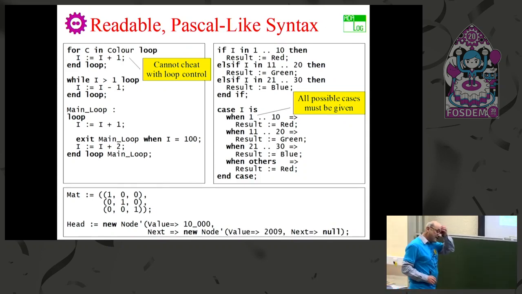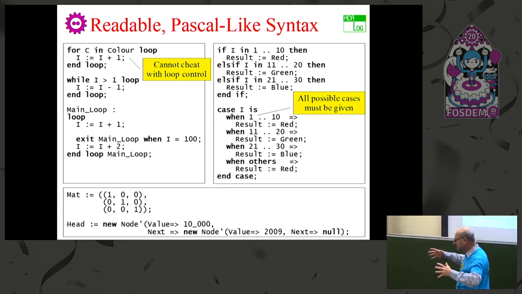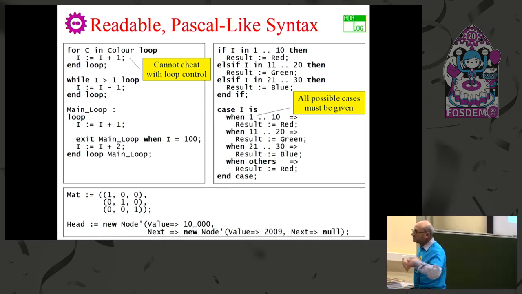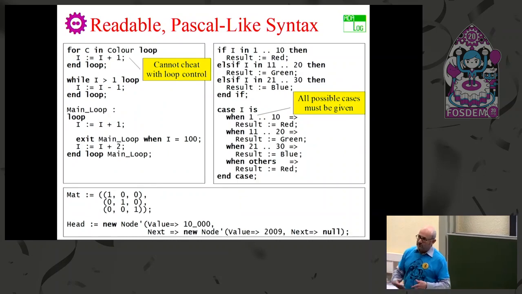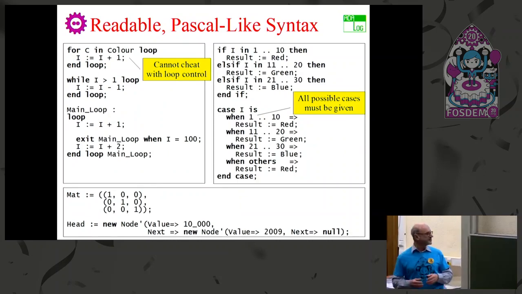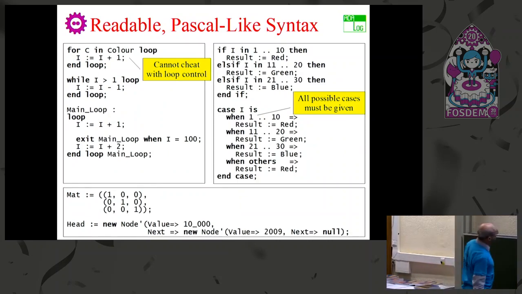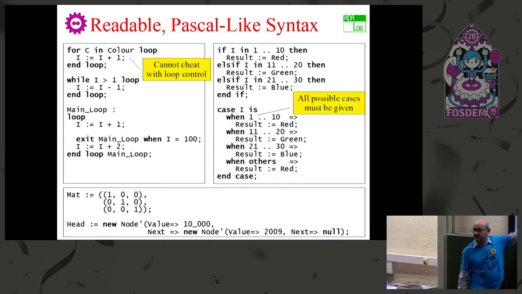Also, Ada makes every attempt to allow you to work directly with high-level objects and not go down to loops over the individual elements. For example, there is a notation called aggregates. If you want to write the value of a matrix, you can write it directly like that. Okay? You don't have to assign to individual elements.